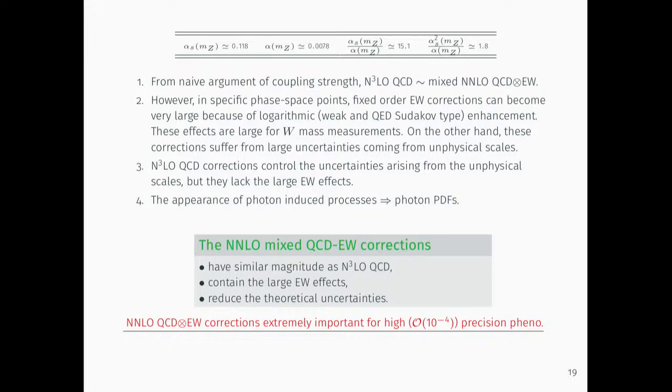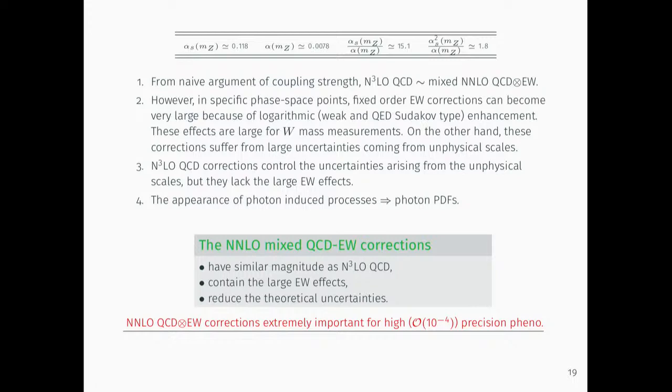And these are called Sudakov logs, and one needs to resum them. We all know that the NLO QCD correction is comparatively much higher than the NLO electroweak one. So if we take NLO electroweak, and on top of that a QCD correction, that should be really high. That's why these mixed corrections are really important on top of NLO electroweak.